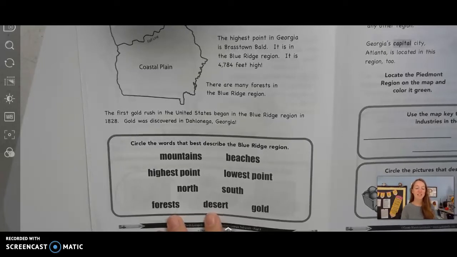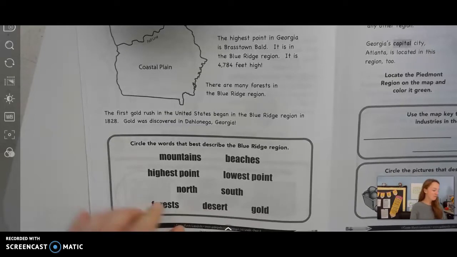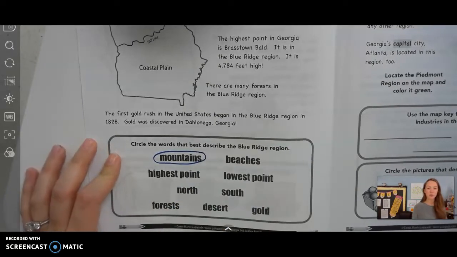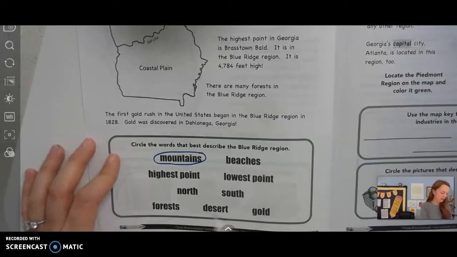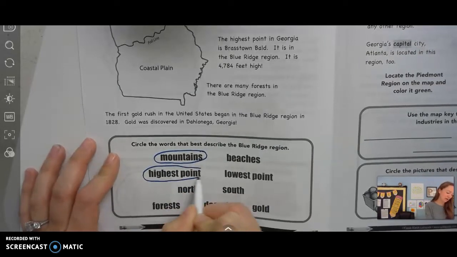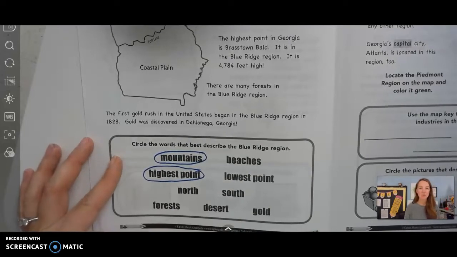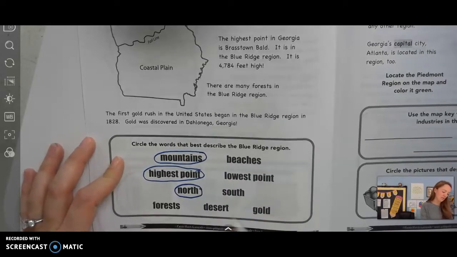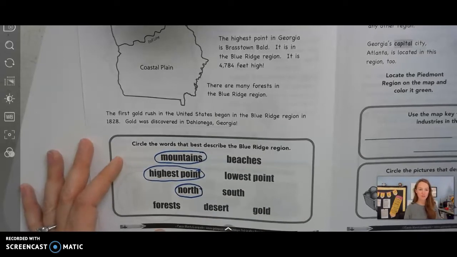If you had a chance to answer this question, here is what I hope you circled. The first is mountains, because there are lots of mountains in the Blue Ridge region. The second is highest point, because the highest point in Georgia is found in the Blue Ridge region. The next word you should have circled is north, because the Blue Ridge region is found in North Georgia.